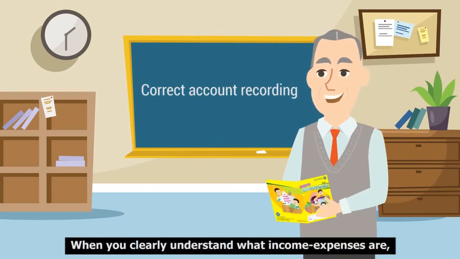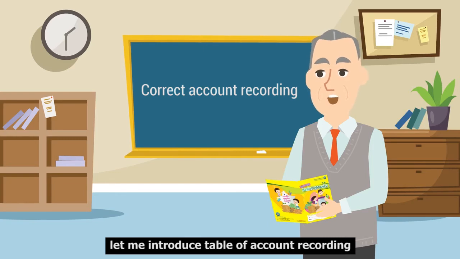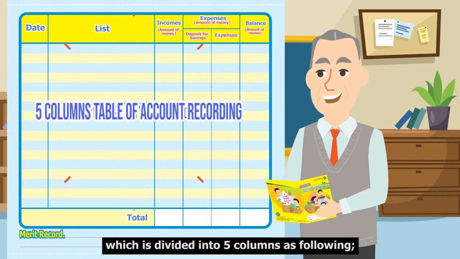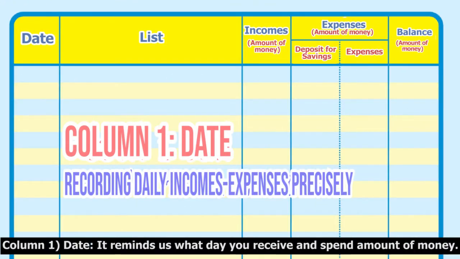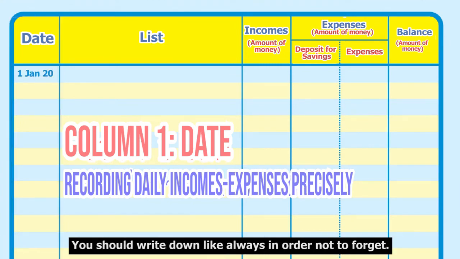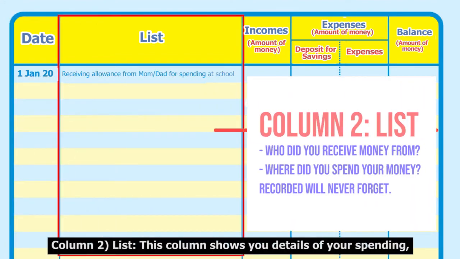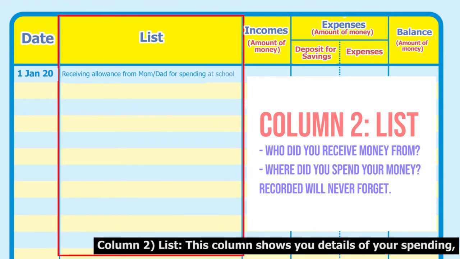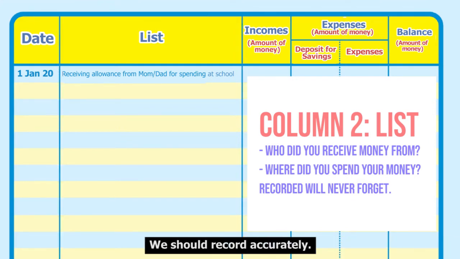When you clearly understand what incomes and expenses are, let me introduce the table of account reporting, which is divided into 5 columns as follows. Column 1, Date. It reminds us what day you received and spent an amount of money. You should write it down like always in order not to forget. Column 2, List. This column shows you details of your spending, where your money came from, and on what you spent. We should record accurately.